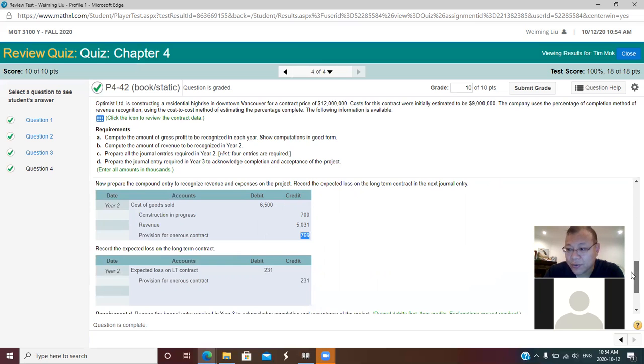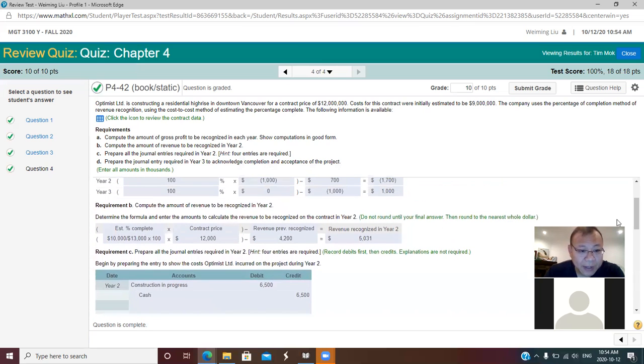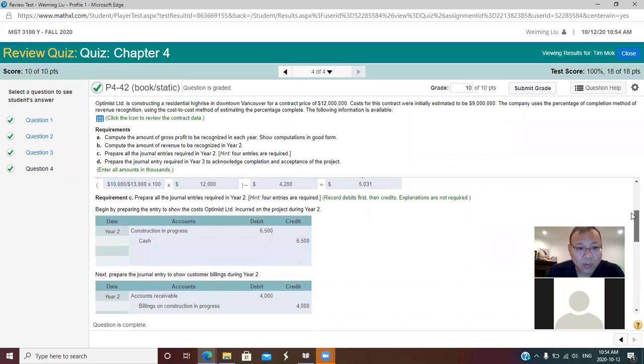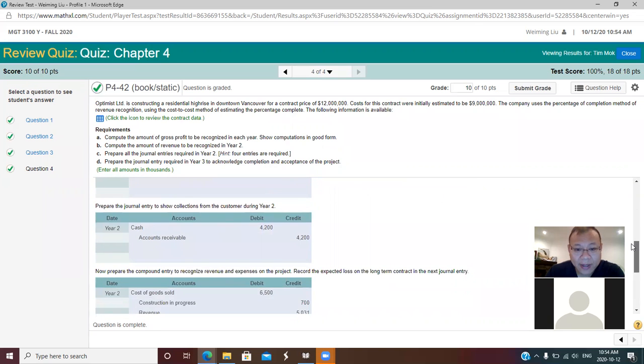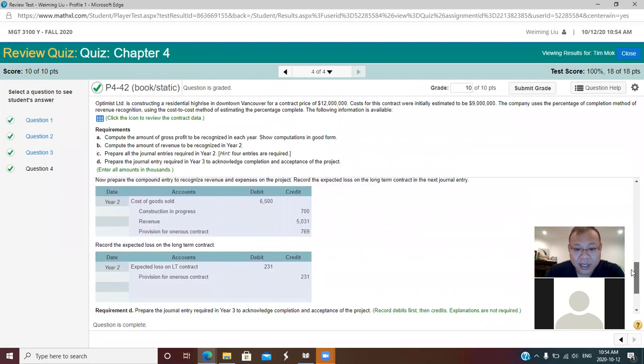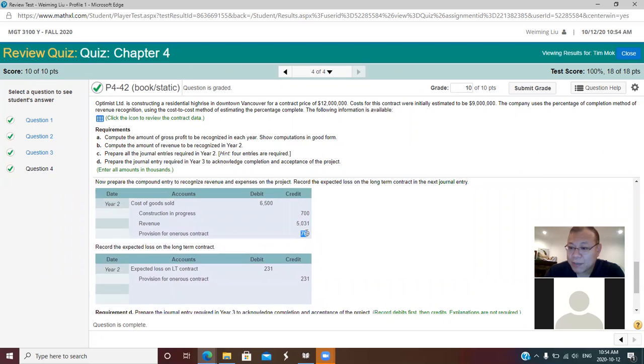Okay, I want to show you here. If you calculate this percentage, this one should be 76.9%, right? And the total loss is actually 1 million, right? So the percentage completed is 76.9%. That's times 1 million, you get $769,000 loss to be recognized. And the difference is 231,000, which is the expected loss in year 3.